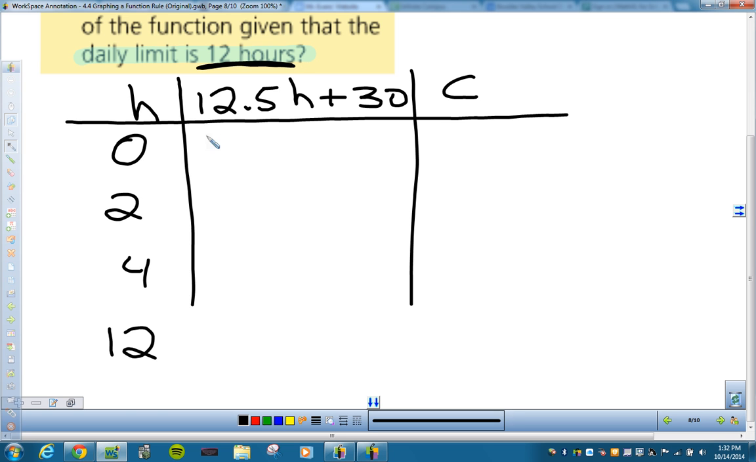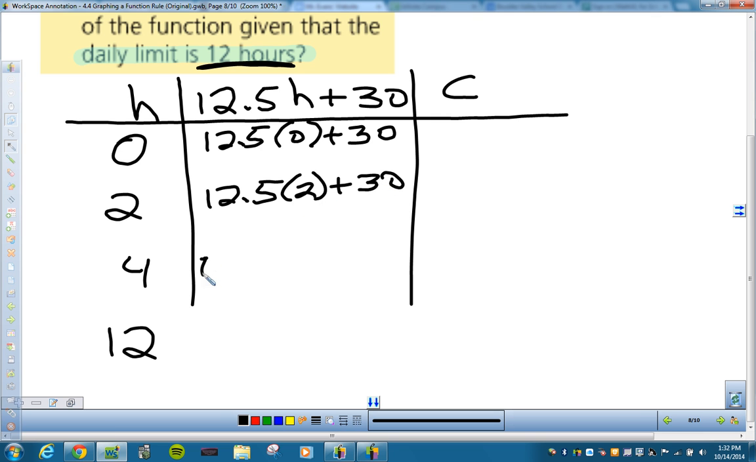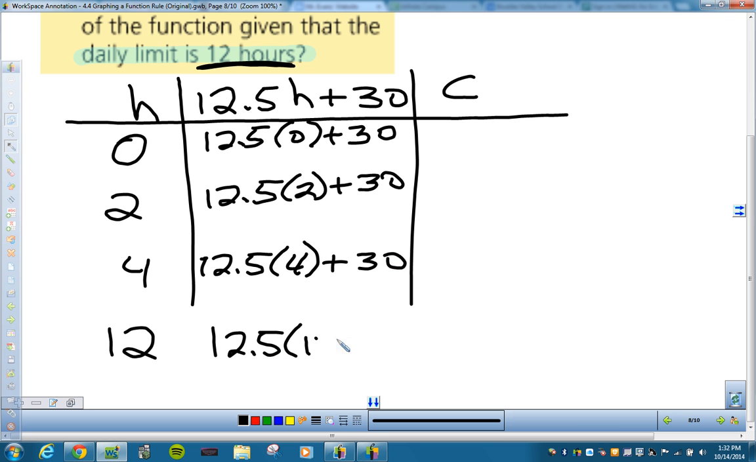So if I plug in 0, I have 12.5 times 0 plus 30. I have 12.5 times 2 plus 30. 12.5 times 4 plus 30. And I have 12.5 times 12 plus 30. So I'll give you a sec to write that down. So writing this down, all you need to show is the first quadrant.